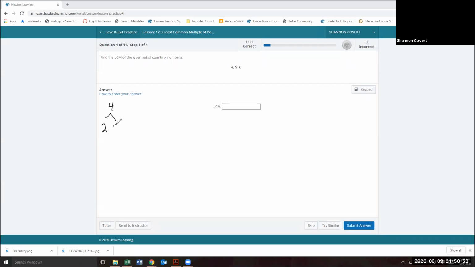4 is 2 times 2. I'm going to list all of the prime factorizations out. That's part of the steps. I'm going to list those over here to the side. 9 is 3 times 3. And remember, when you're doing prime factorization, you do the factor tree until you have prime numbers all at the end of your branches. For 6, we've got 2 times 3.